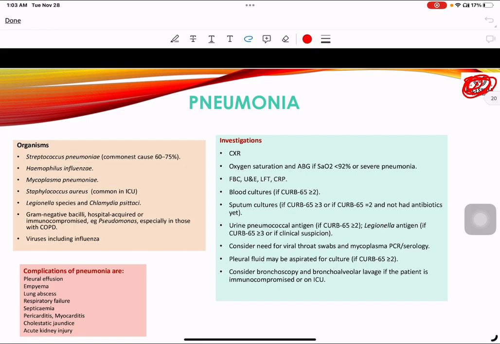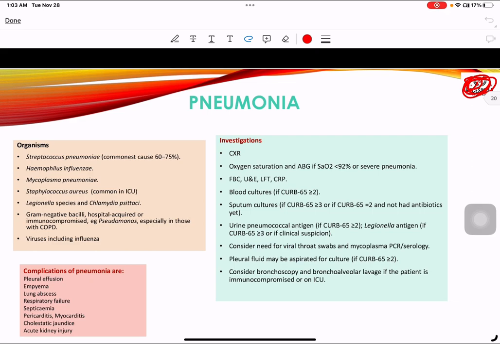Pneumonia is the consolidation of the lung due to some infection. Common organisms are Streptococcus pneumoniae, Haemophilus influenzae, Mycoplasma pneumoniae, Staphylococcus aureus, Legionella, gram-negative bacilli, and some viruses like influenza. On the chest X-ray we will get some consolidation, air bronchogram. There may be hypoxia or type 1 respiratory failure on ABG.